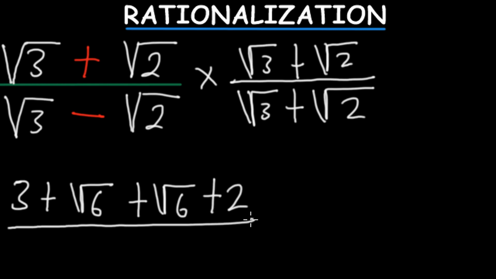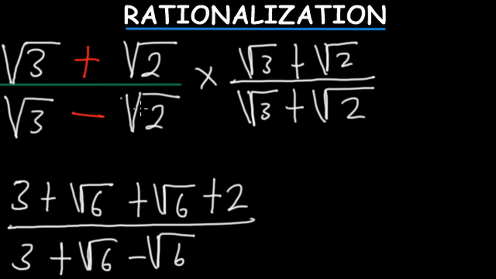All divided by root 3 multiplied by root 3, that's 3. Root 3 times root 2, that's positive root 6. Minus root 2 multiplied by root 3, rather, that's minus root 6. Then minus root 2 multiplied by root 2, that's minus 2.